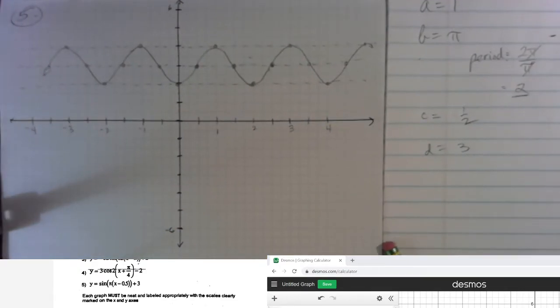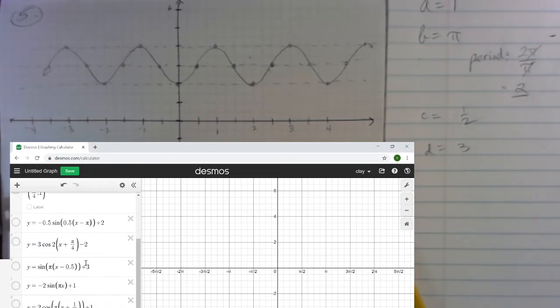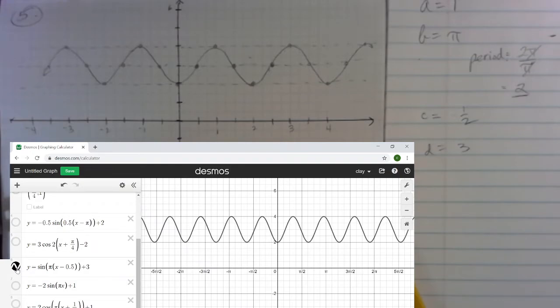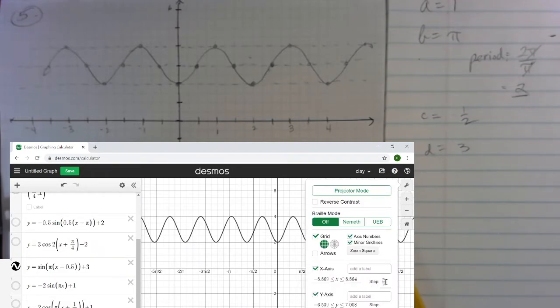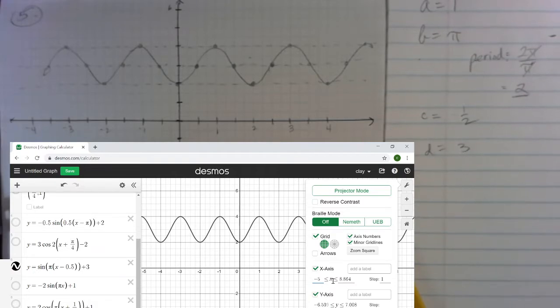Let's see if Desmos agrees with us. Oh, Desmos, what do you think of the fifth graph? So let's see, that would be this one here that I just did, and boom. And okay, I am going to again change. I'm actually counting in pies. I don't need to. I can just count in steps of 1, and I didn't go all the way to -8 and 8. I actually went to about -5 and 5.